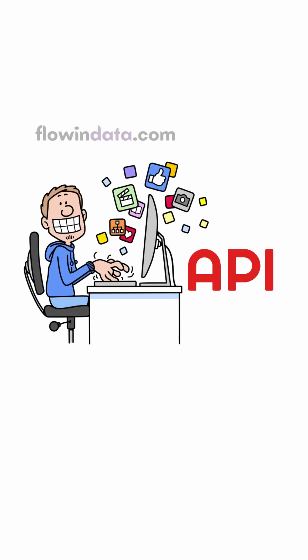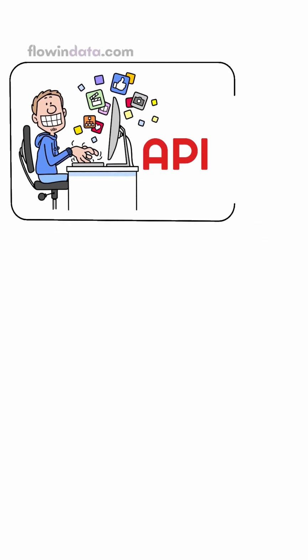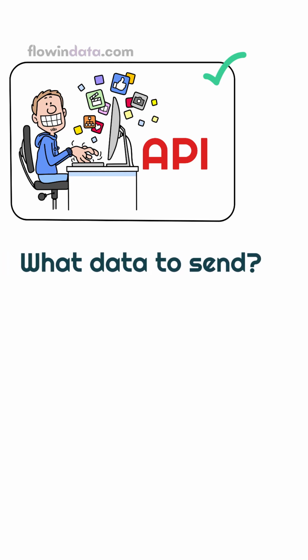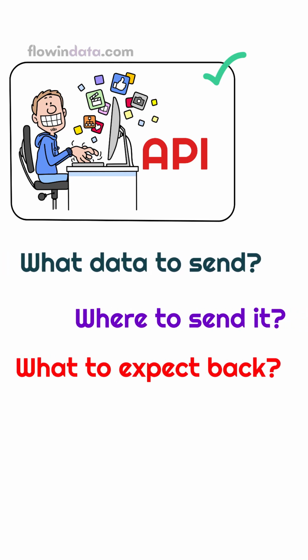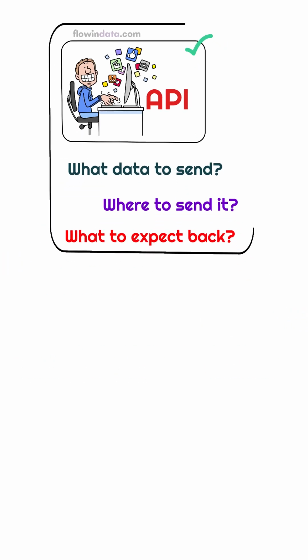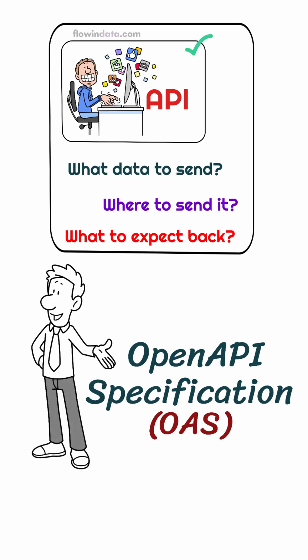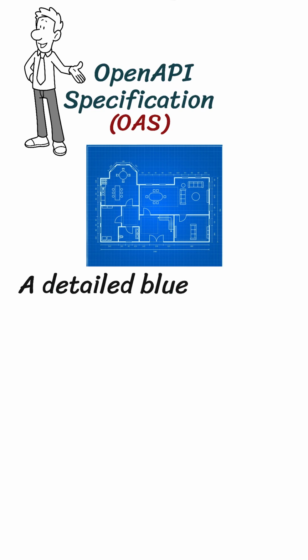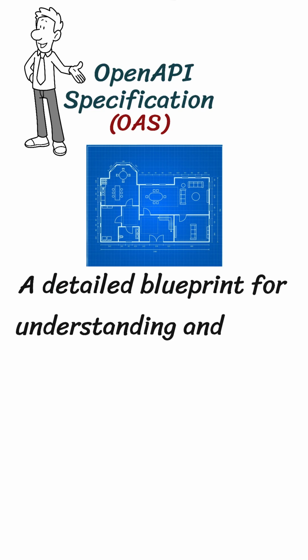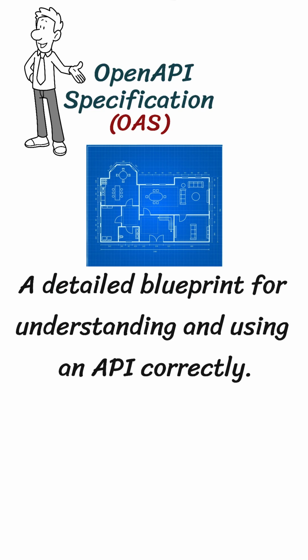When developers use an API, they need to know exactly how it works, what data to send, where to send it, and what to expect back. That's where an OpenAPI specification, OAS, helps. It acts like a detailed blueprint for understanding and using an API correctly.